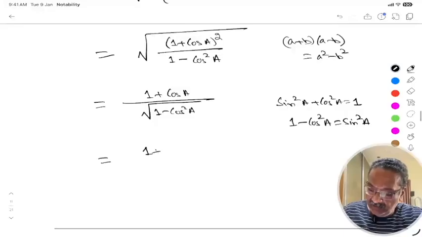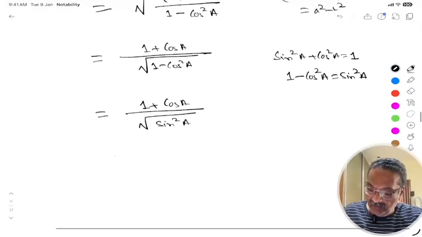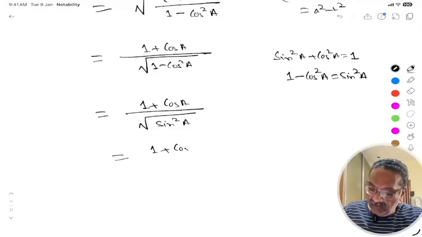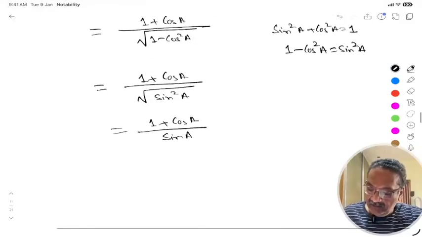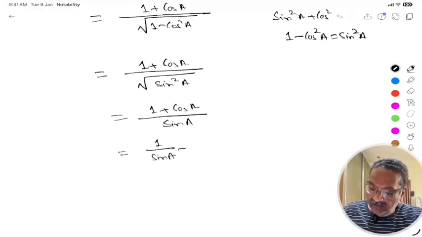This is nothing but 1 plus cos A divided by square root of sin square A, which is equal to 1 plus cos A divided by sin A, right? So we get 1 by sin A plus cos A by sin A.